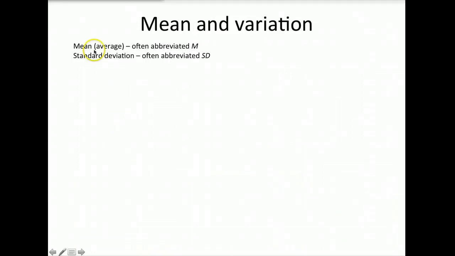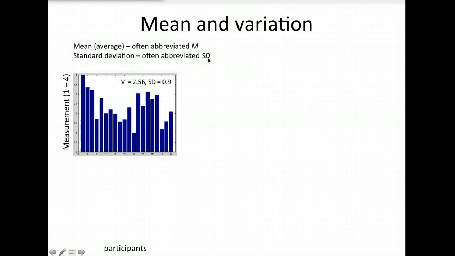So mean and standard deviation are some of the most commonly encountered ways of summarizing observations in an experiment, in a data set. The mean will sometimes be presented simply by the abbreviation M, and standard deviation is often abbreviated SD. And what do these two things reflect?